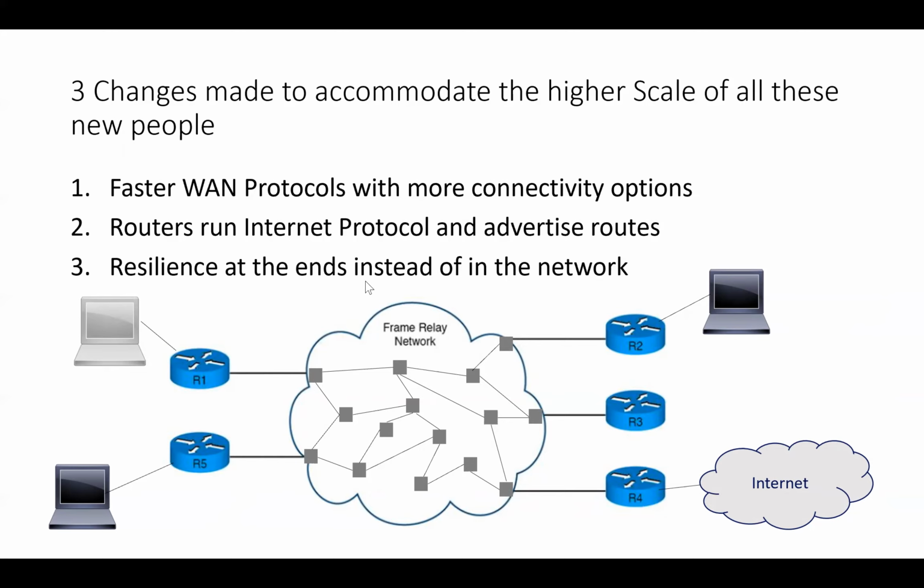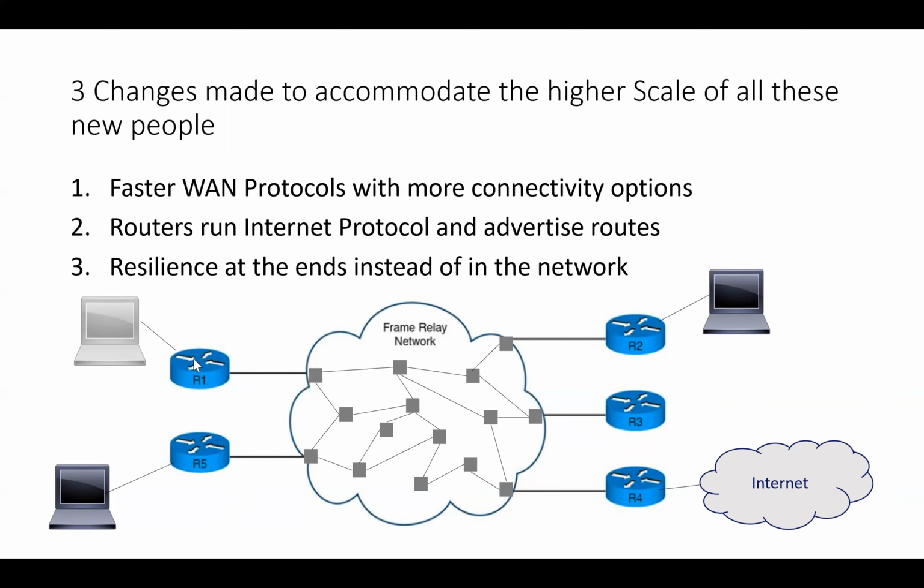We also ran Internet Protocol, IP, and routers were advertising routes. When a company got a .com or a .edu address, it also got a network number, a network ID, the same way that in the telephone network we have a country code, an area code, and an exchange. Companies would tell the router their network ID, and the router would advertise that to the other routers in the network. Say, if you want to get to network 5, send the traffic to me.